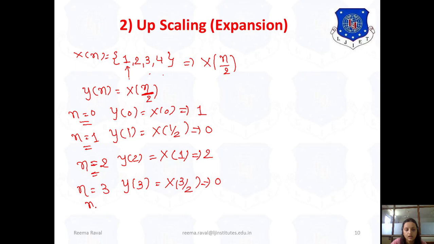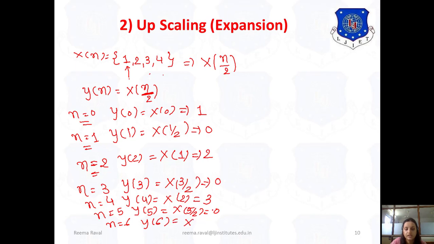Likewise, if I extend for n equals 4, we will get y of 4 equal to x of 4 by 2, that is x of 2, whose value is 3, right? For n equals 5, y of 5 equals x of 5 by 2, that is 0. And for n equals 6, y of 6 equals x of 6 by 2, that is x of 3, which over here is 4, right?